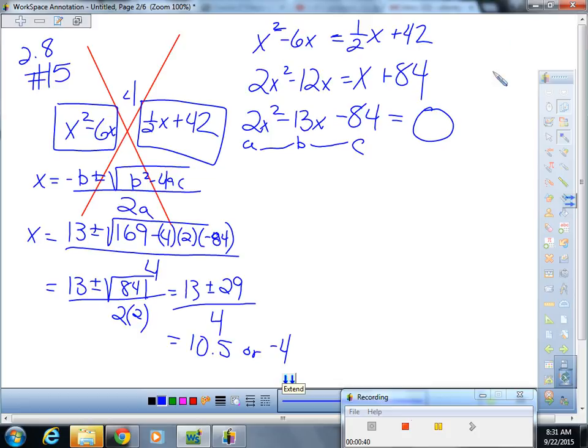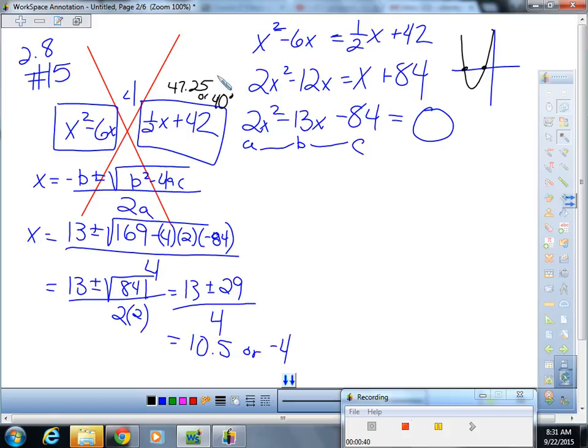Just to give you guys an idea of why there are two answers, what's the graph of a quadratic look like, Alejandro? That's right. It is a parabola or a U. So that touches the x-axis twice sometimes, and that's why there's two answers. Okay? All right. So when I pop that in, let's do this. Half of 10.5 is 5.25 plus 42. And if you pop that in here, you'll get the same thing. So that's good, because you should. If you put in a negative 4, you get a 40 for this one and a 40 for this one.